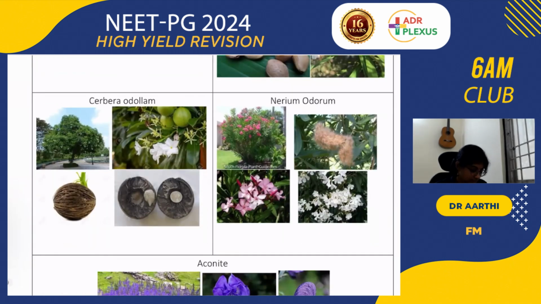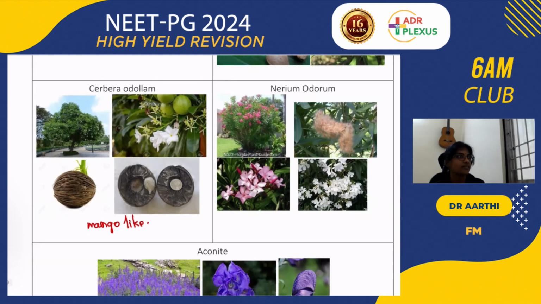Cerbera odollam, this is mango-like. Nerium odorum, these are the pink and the white oleanders. Okay, pink and the white oleanders. Mango-like, Cerbera odollam. Okay.